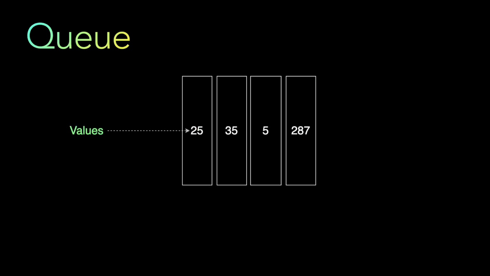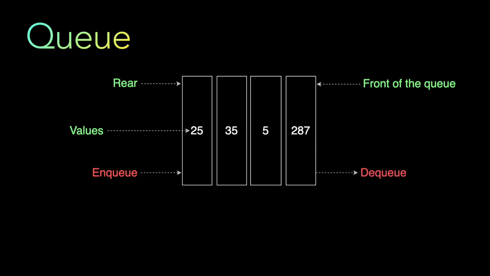The next data structure is queue. Queue is also a linear data structure which has a rear and a front end. It follows a particular order in which the operations are performed, where inserting an element is called enqueue and deleting an element is called dequeue. Enqueue happens from the rear of the queue and dequeue happens from the front of the queue in a FIFO order. FIFO, that is first in, first out order.